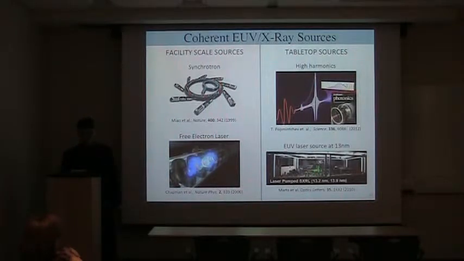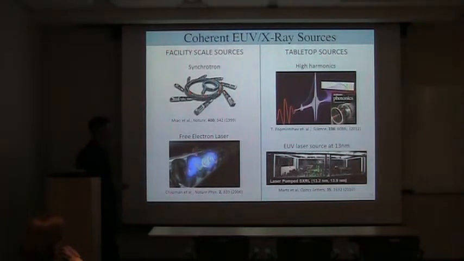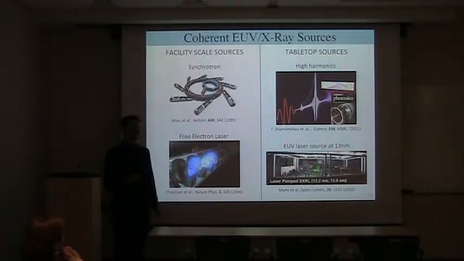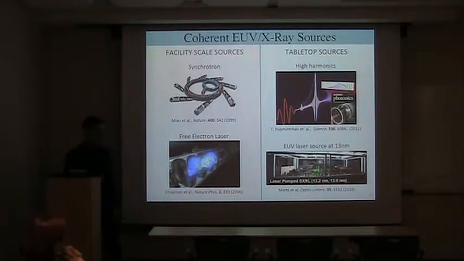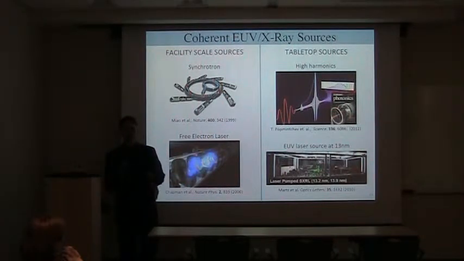And for some experiments, this is what we have to use. We need that type of flux to get the resolution that we want. On the tabletop sources, we have these EUV lasers, which are quite nice, but they're kind of stuck around this wavelength. It's very hard to go below that. The scaling to go to shorter wavelengths is very unfavorable with respect to power. What I'll be talking about today is how, in fact, the high harmonic source turns out to be almost a perfect source for coherent diffractive imaging.